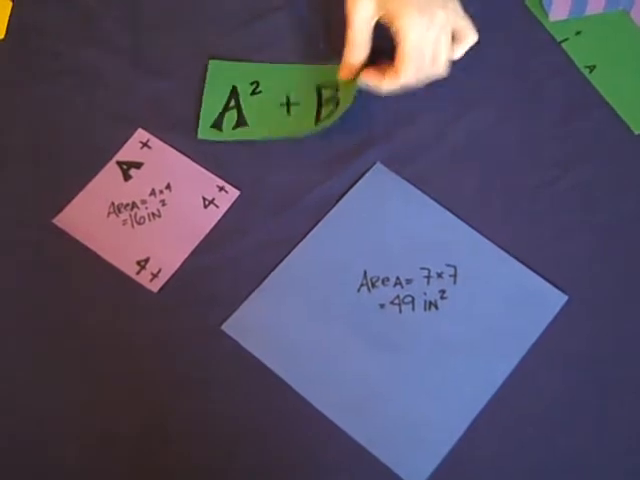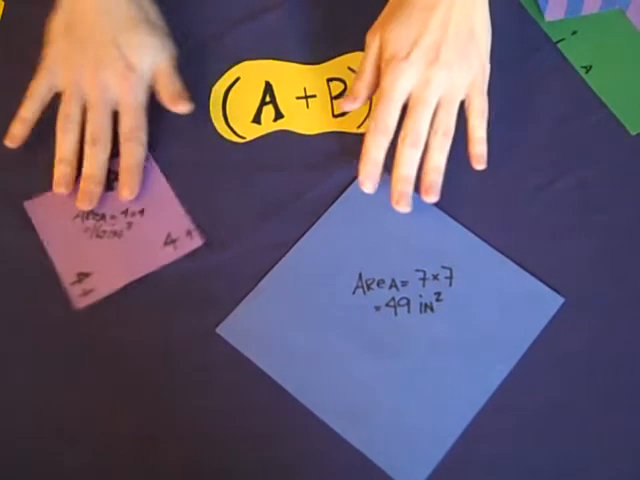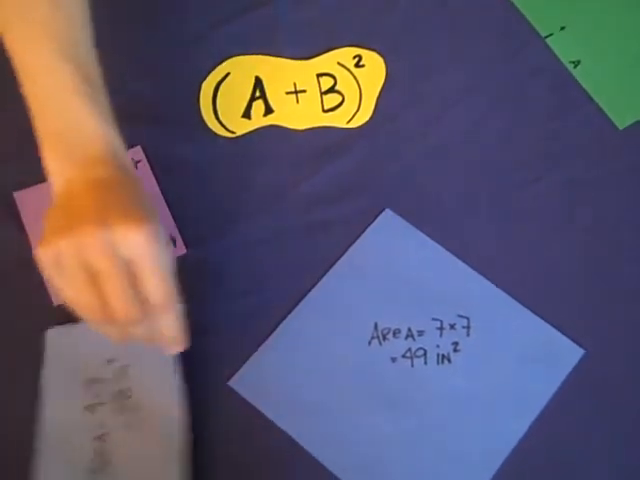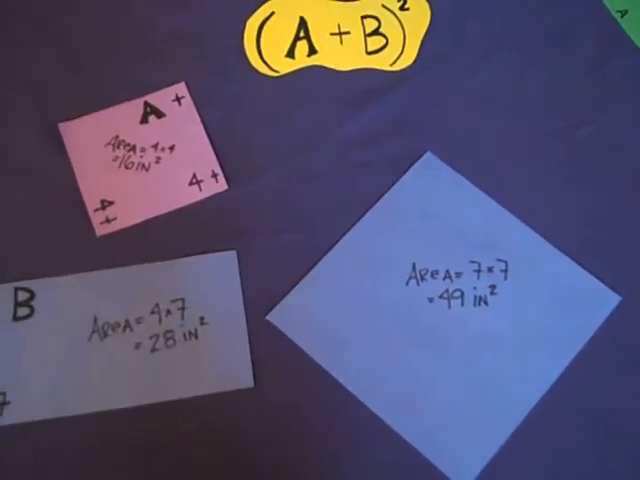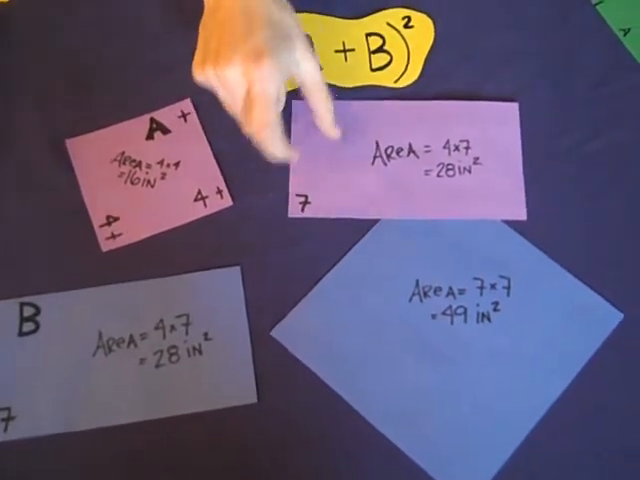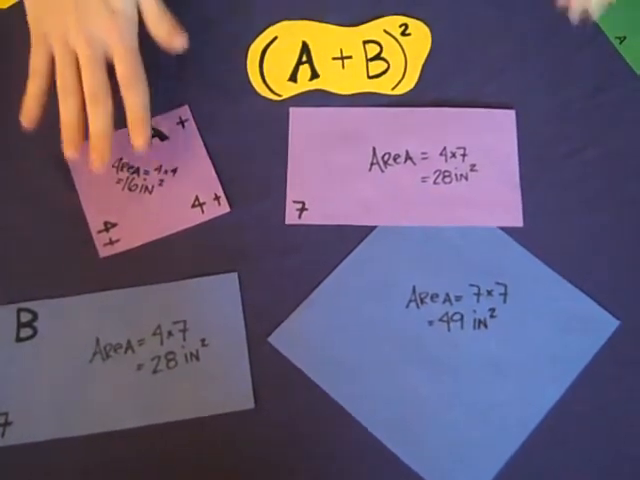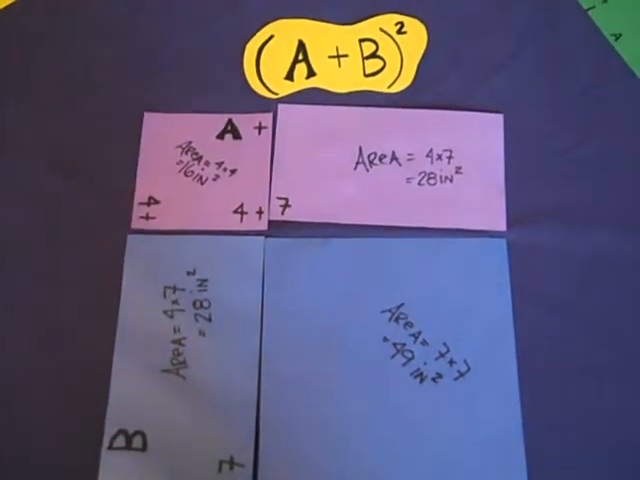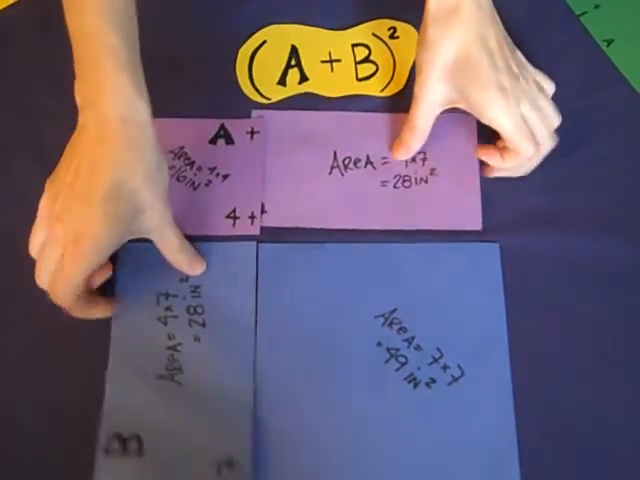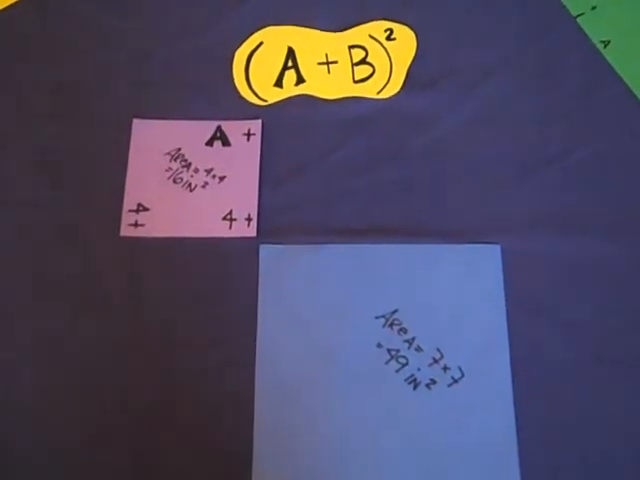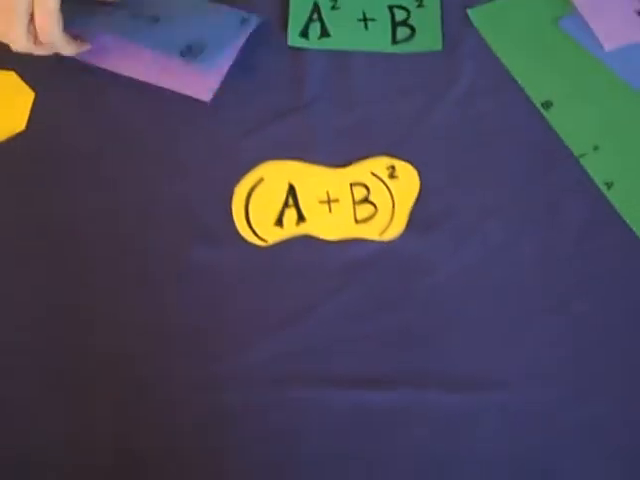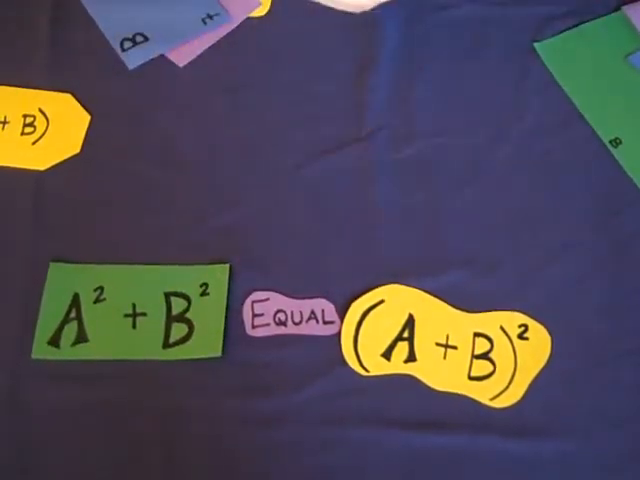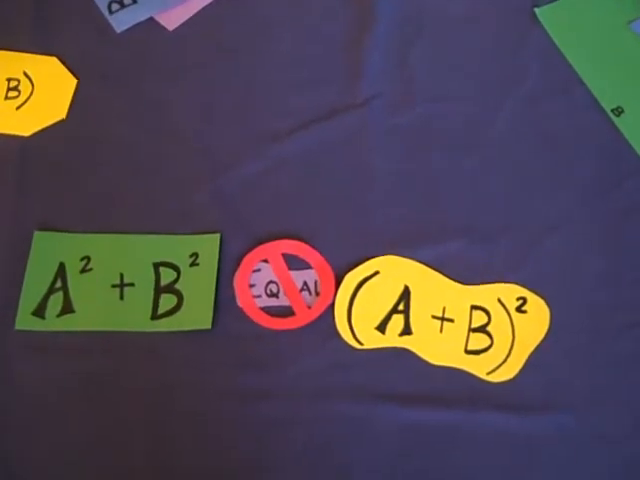So what would (a + b) squared be? We have the a squared plus the b squared, then we need the 2ab. So the areas of these would be 4 times 7, and you have 2 of those. So the total area of all of these added together would be 121, which is obviously not the same as 56. So therefore, we see that a squared plus b squared does not equal (a + b) squared.